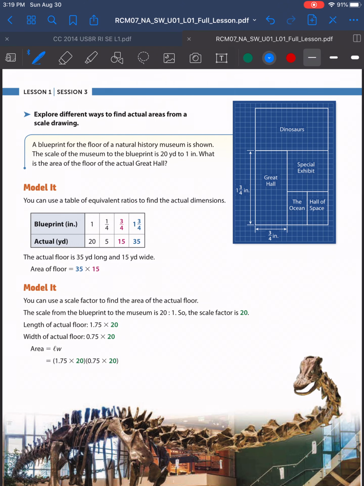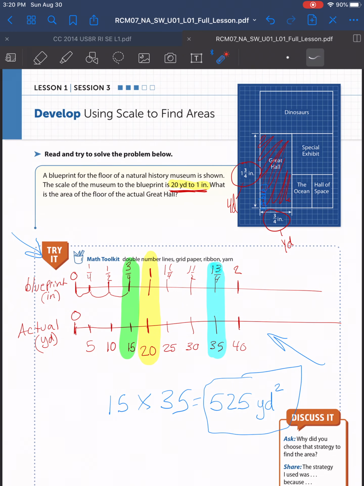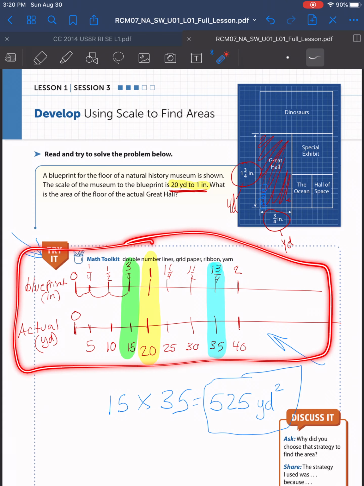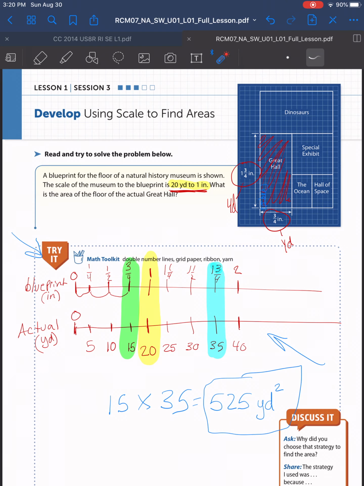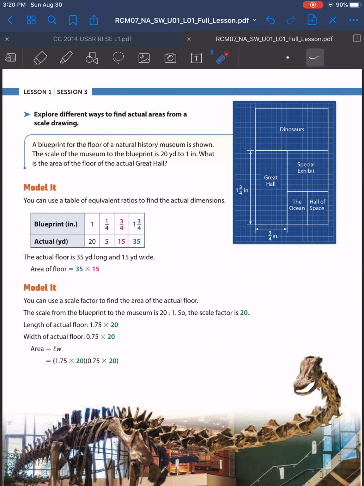Now they're kind of showing us a good little example of basically what we just did. Let me grab my handy dandy laser pointer. A blueprint for the floor. Okay, we're not going to reread that because it's the same question as the one on before. But here's how we can model it. You can use a table of equivalent ratios to find the actual dimensions. Now, a table of equivalent ratios, that is 100% what we just did right here. It's just not in a table, it's in these nice little timelines, okay? But a table of equivalent ratios is the same thing.